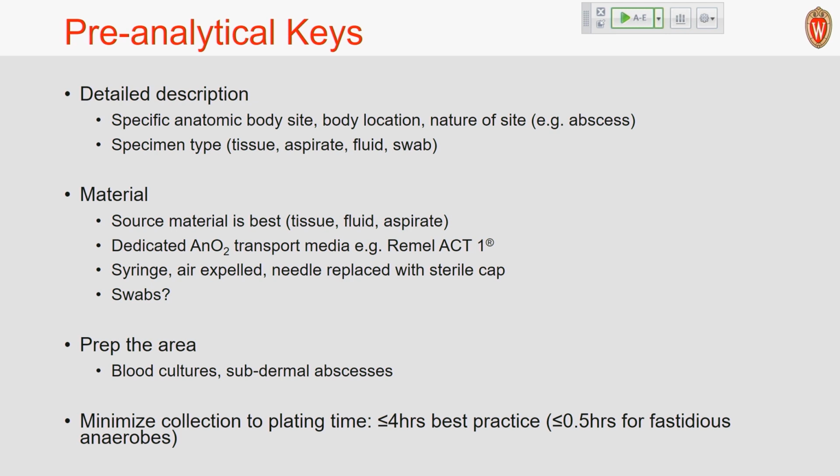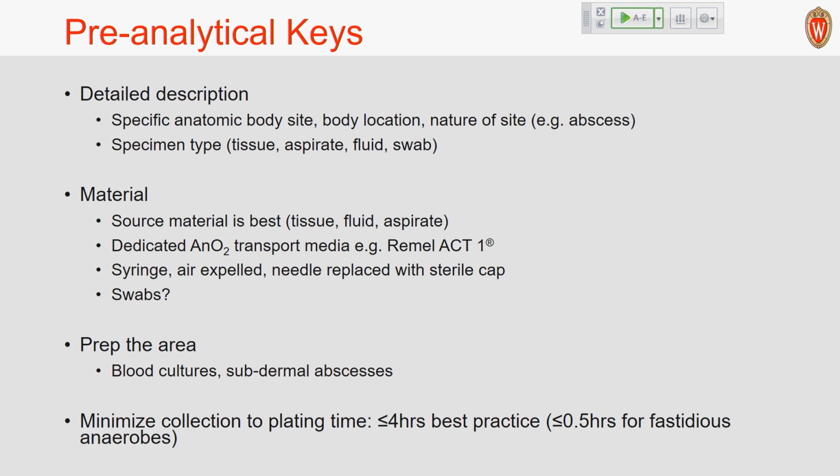I want to be clear. We all know that the primary materials are best, the good stuff, the pus, the aspirate, the tissue. Swabs, we have to accept them. I'll talk a little bit more about swabs and choice of swab in a moment. But I think as a best practice, anything you can do in your laboratory to discourage the use of swabs is better, because they're not as good as the actual primary material.